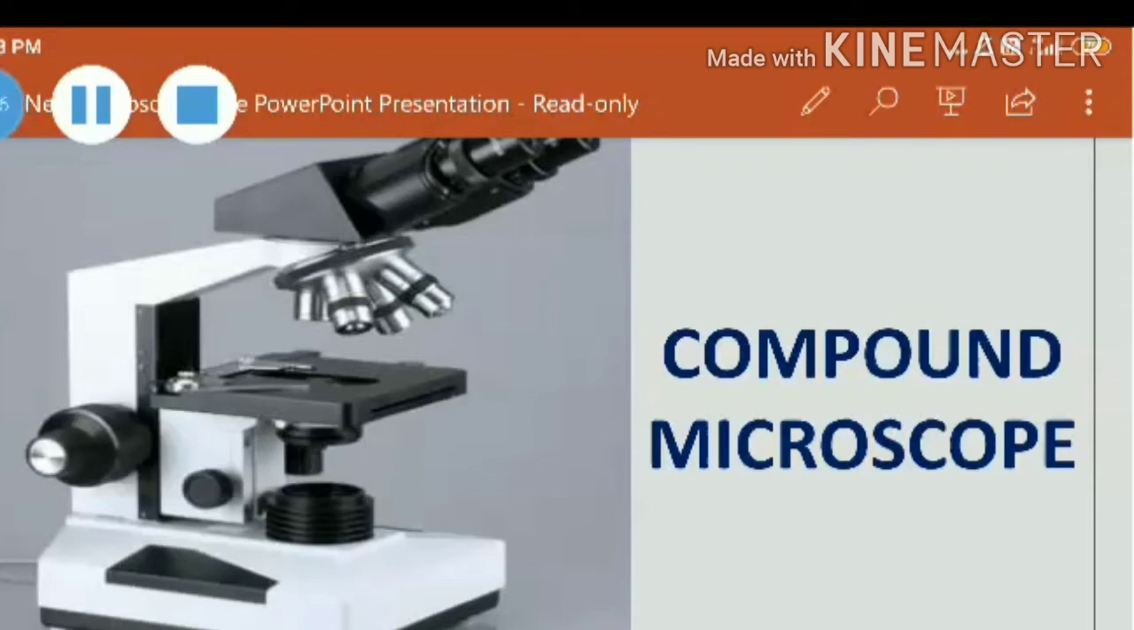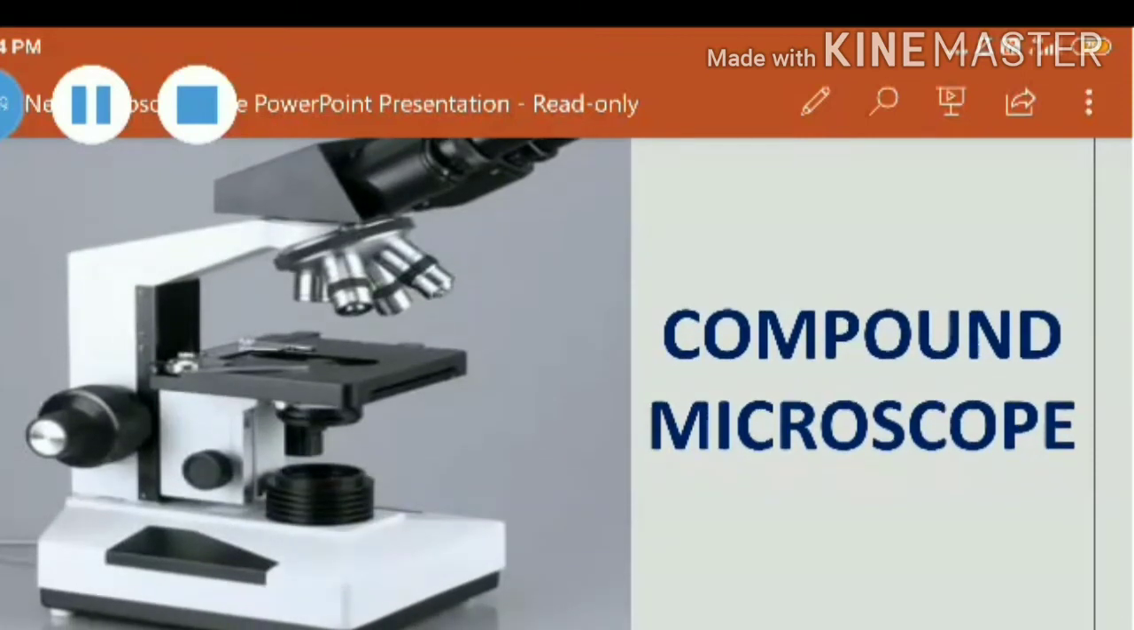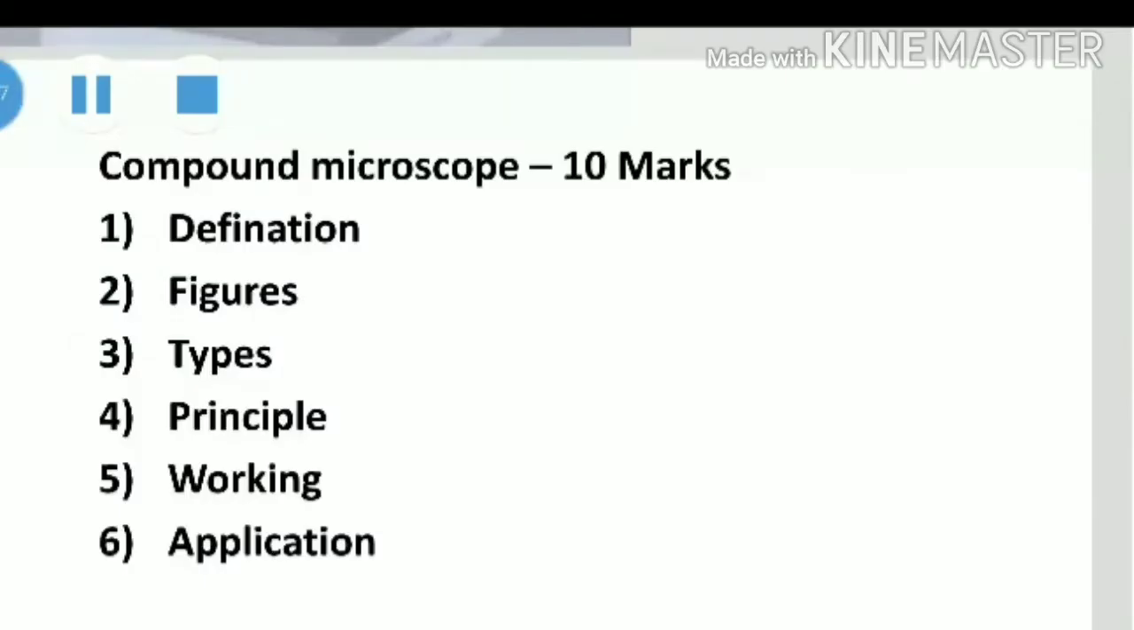Before going to the trick of the compound microscope, everybody knows that in the theory exam, 10 marks or 5 marks questions are mostly asked. So students cannot recognize each and every content and miss some keywords. With the help of this trick, students can easily recognize important keywords. Let's see a 10 marks question on the compound microscope. In that, first is definition, second is figures, third is types, fourth is principle, fifth is working, and sixth is applications. All these points should come into your answer while writing.